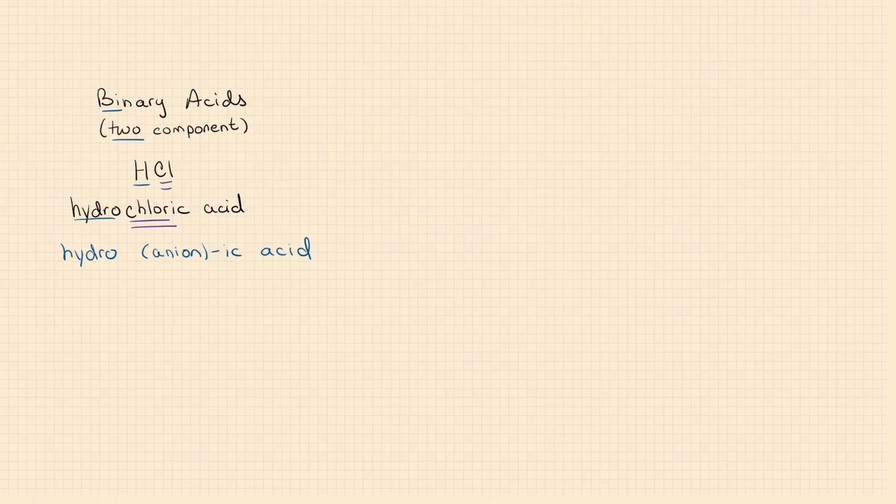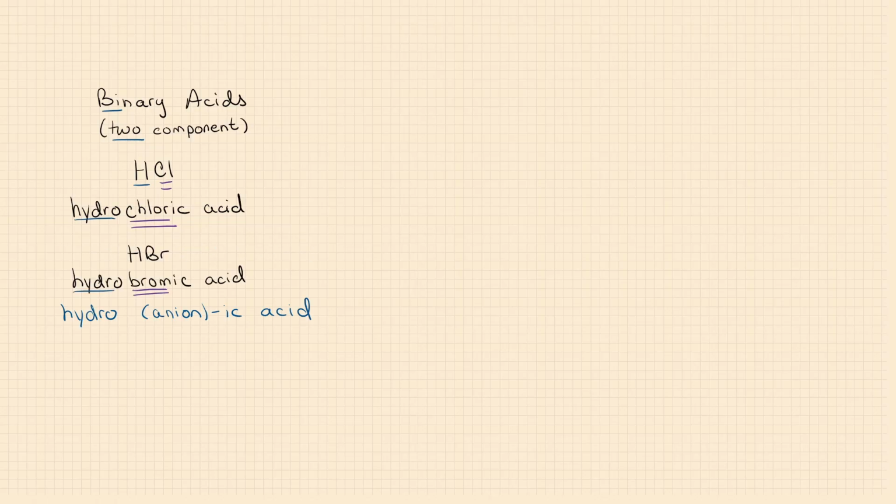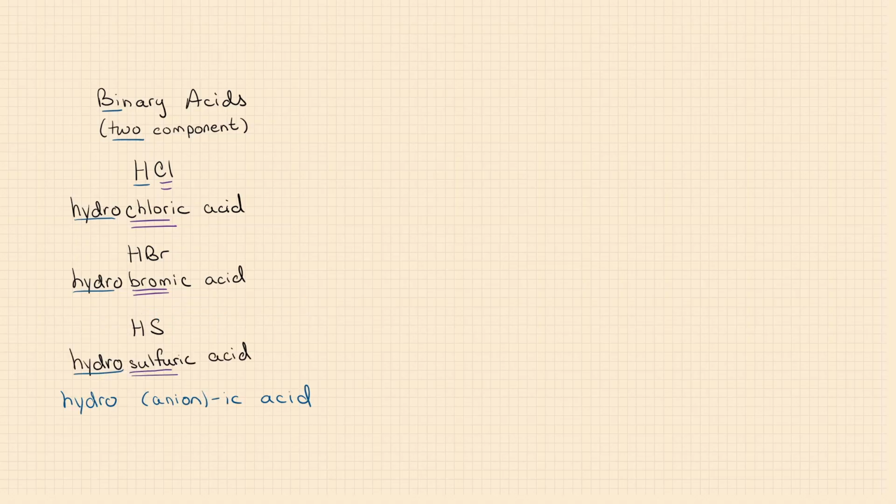For binary acids, acids with 2 components, consider HCl, hydrochloric acid. Our cation is hydrogen, so it comes first, and in acids we call that hydro. Our anion is chlorine, but instead of calling it chloride, we change the ending to "ic" and get chloric. Then we just add acid at the end, so we get hydrochloric acid. Our ionic acids will always have hydrogen, so the only part that's going to change is the anion. It will always be hydro-anion-ic acid. So, HBr would be hydrobromic acid, and H2S would be hydrosulfuric acid.